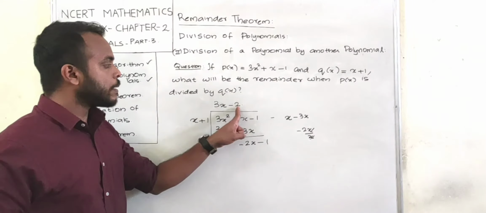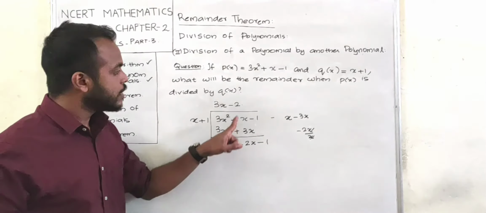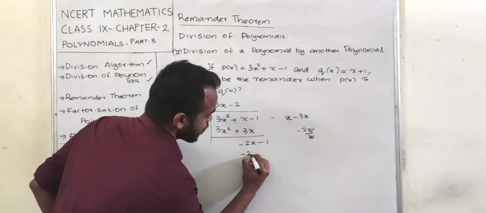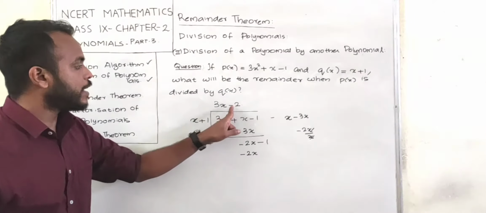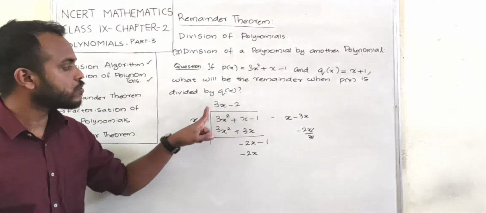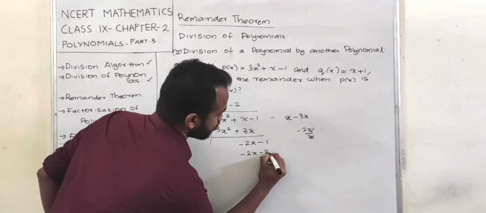Now repeat the process that we already did here. Minus 2 into x, what's minus 2 into x? It's nothing but minus 2x. Then minus 2 into plus 1 is minus 2. So you should write minus 2 here.